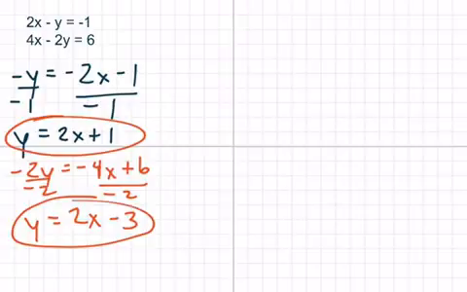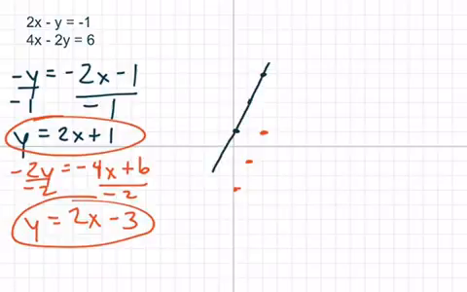So let's do that. We're going to start with the first one. Start at 1. Rise up 2, run out 1. Do that a couple of times at least. And the other one, we got -3. Start there. Rise up 2, run out 1. Oh, what do we notice? Got the same exact slope, and we could actually see that in the equations, right? So when we graph it, we're going to see we have two lines which are parallel.